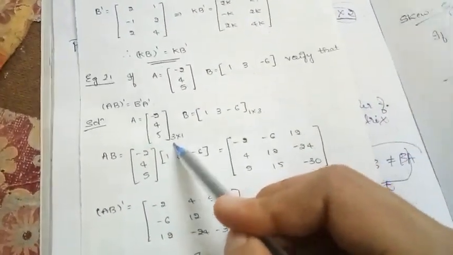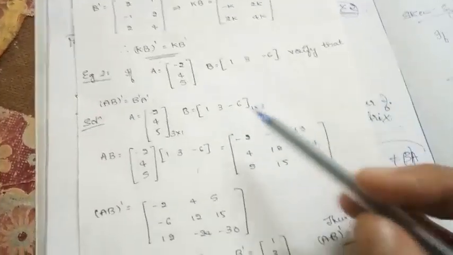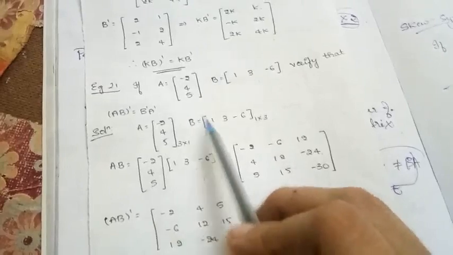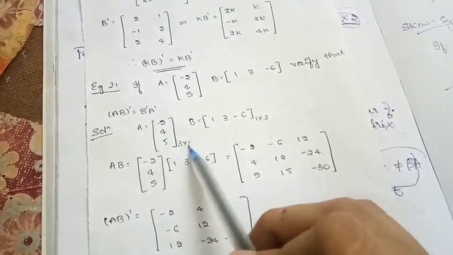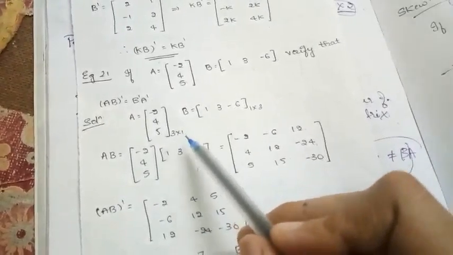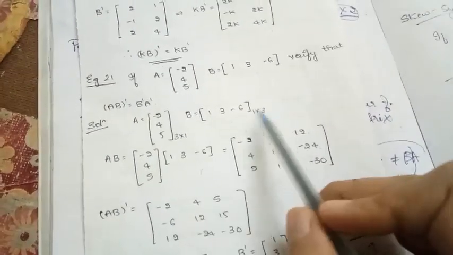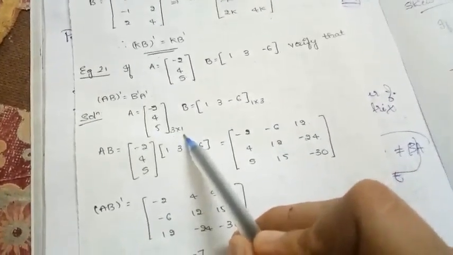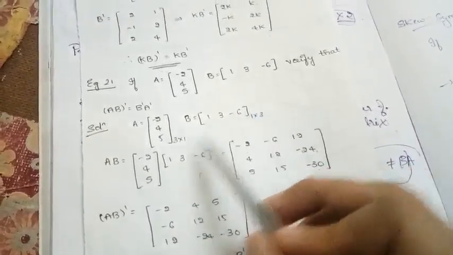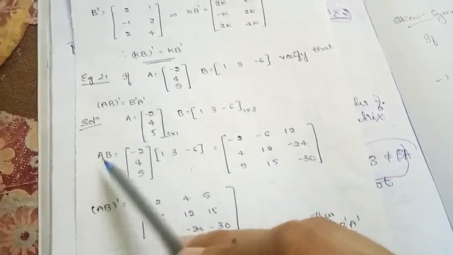So matrix A is of order 3 cross 1. Matrix B is of order 1 cross 3. To get the LHS, I need to multiply A and B. While multiplying AB, first we need to check whether the multiplication is defined. Yes, here the number of columns of the first matrix is equal to the number of rows of the second matrix, so AB is defined.